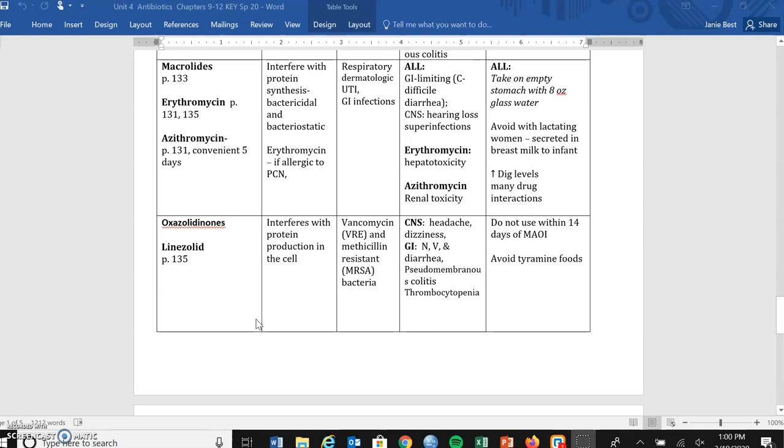Linezolid is also known for its adverse effect of pseudomembranous colitis and can cause thrombocytopenia. It should not be used within 14 days of an MAOI, and tyramine foods should be avoided with this drug as well.